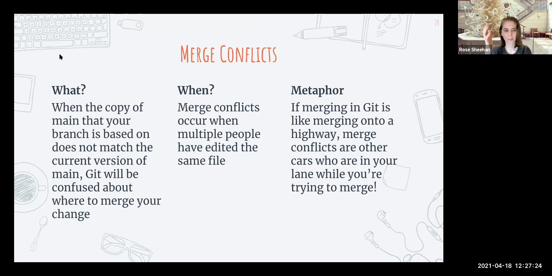That's great and all, but sometimes issues can come up when you're trying to do this. The reason that these issues come up is if the copy of main that you're working off of is different than what's actually on main right now. So there's a discrepancy if someone else worked on something and modified main in a way that Git doesn't really understand how your new changes relate to this new main. This is called a merge conflict, and it'll typically occur when multiple people have edited the same file.